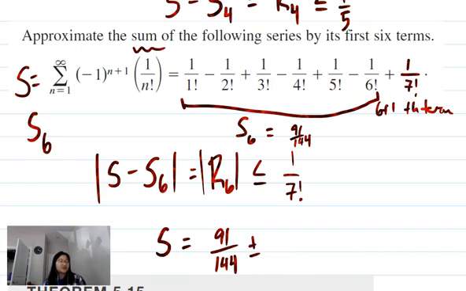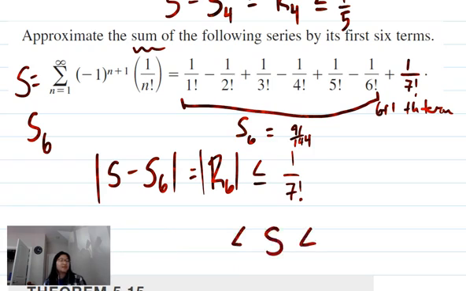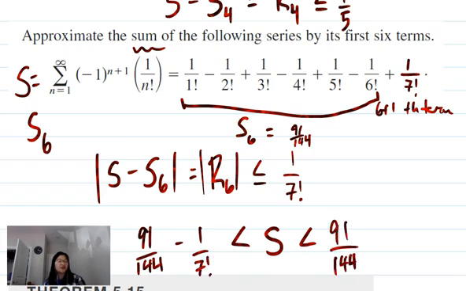oh, sorry, that's bad notation. S is going to be between 91 over 144 minus 1 over 7 factorial and 91 over 144 plus 1 over 7 factorial. And so we know that within this band is where the number our infinite series converges to is going to be.